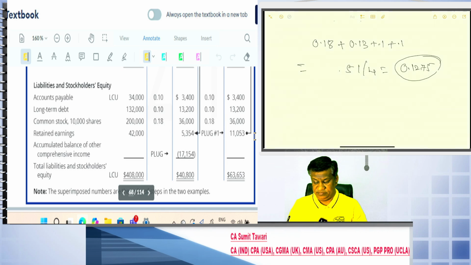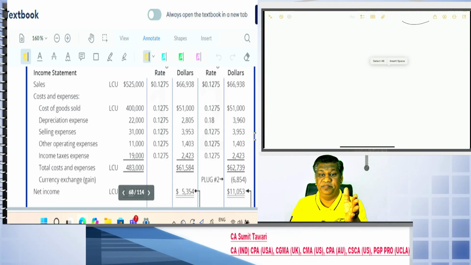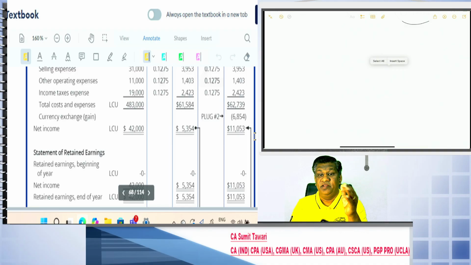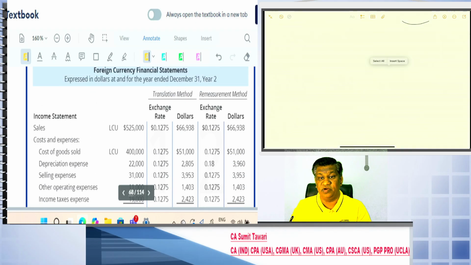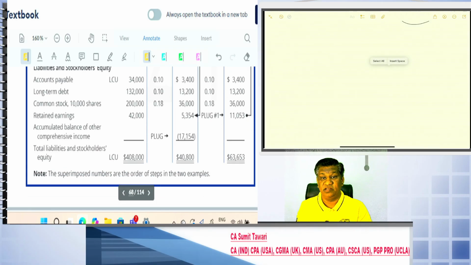See, in the remeasurement method, you cannot match the financials immediately. This number you cannot calculate immediately. What you need to do is convert everything, and then convert the balance sheet. So you will get the closing retained earnings number, this one. That would be your retained earnings.